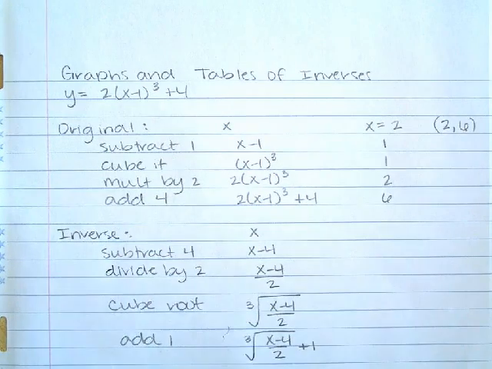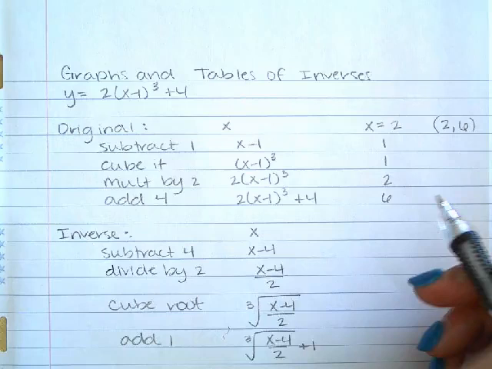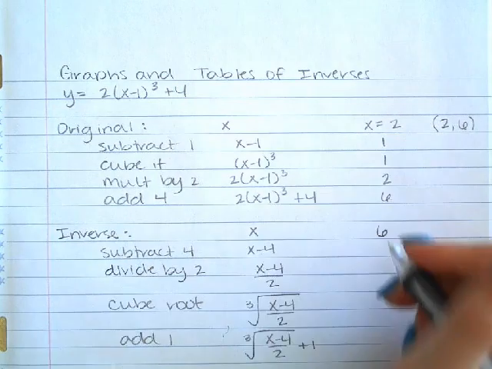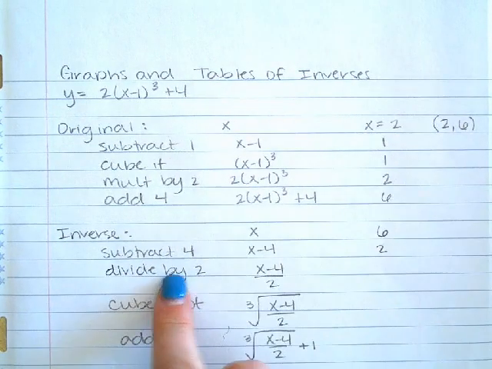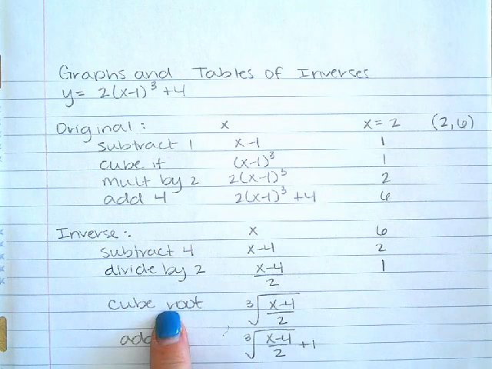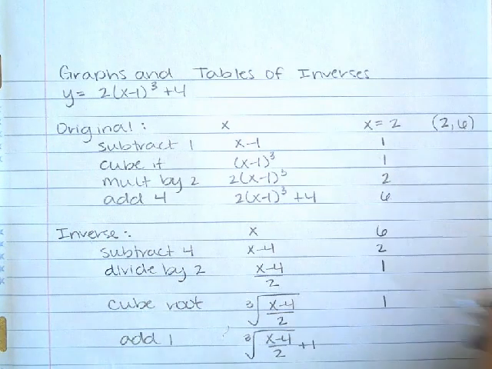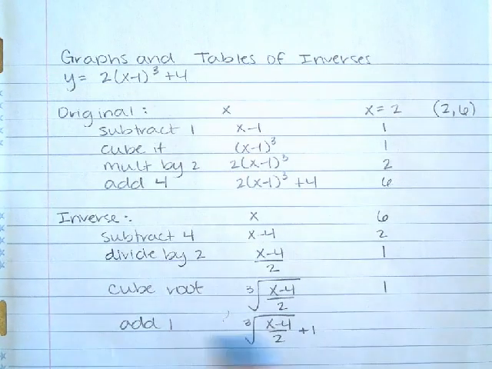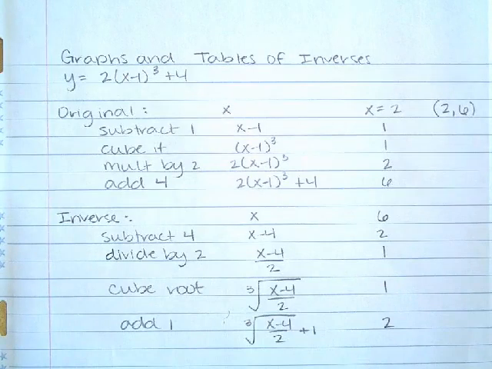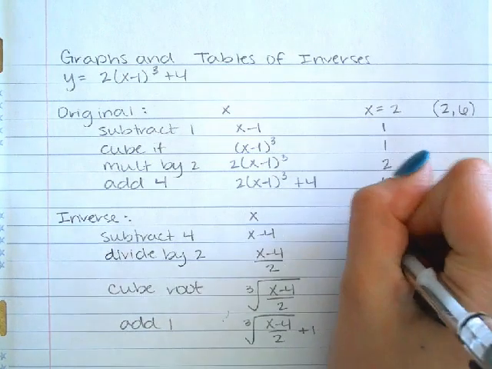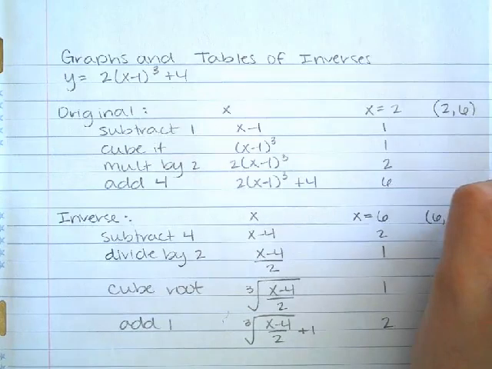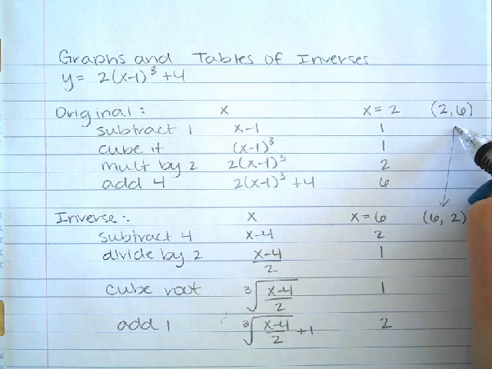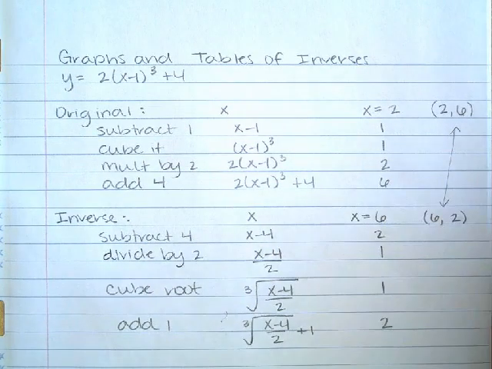Okay, to check and make sure that the inverse works, I'm going to take this result and start with that. I take the number 6, I subtract 4 and I get 2. I divide by 2 and I get 1. I cube root 1, so I'm asking what multiplied by itself 3 times is 1, and the answer is 1. Then I add 1 to it and I get 2 as the result. So I started off with x equals 6, but if I plug in 6, I get 2 as a result, and you see that this relationship is exactly what we would expect of inverses, that the x and the y are traded.